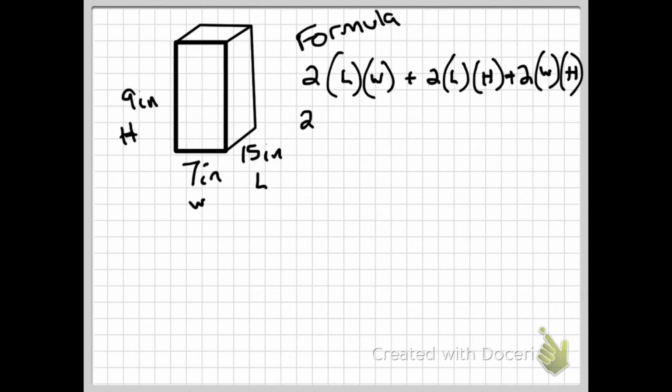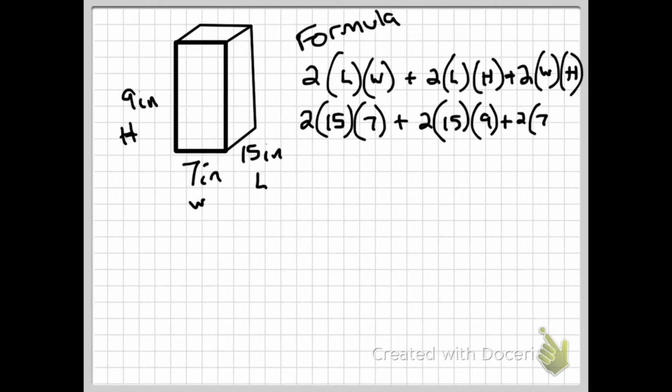So we have 2 times L, which is 15, and the width is 7, plus, and the reason we're doing 2 is because there's 1 on either side, all right, as we saw with our definition. And then 2 times 15 times the height, which we're saying is 9, plus 2 times the width, which is 7, times the height, which is 9.